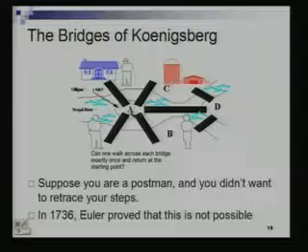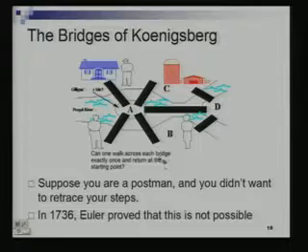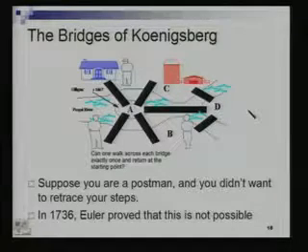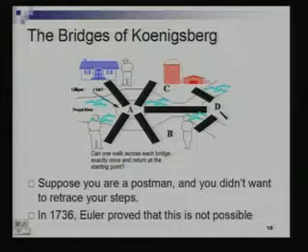Since there is a bridge from B to A, in fact there are 2 bridges from B to A, I will put 2 edges between B and A. Similarly, there are 2 bridges between A and C, so I will put 2 edges between A and C. There is one bridge from A to D, so I will put one edge between A and D. There is a bridge between D and B, so I will put one edge between B and D, and an edge between C and D.